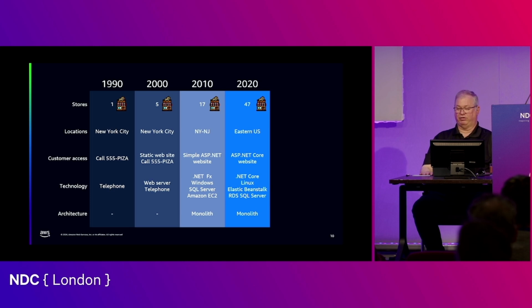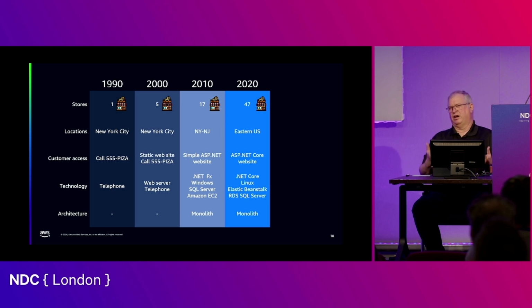2020, COVID hits. Very good for the pizza delivery business. 47 locations across the eastern United States. They have modernized to ASP.NET Core so they can run on Linux. But still, their website hasn't really changed very much. It's still an older monolith.